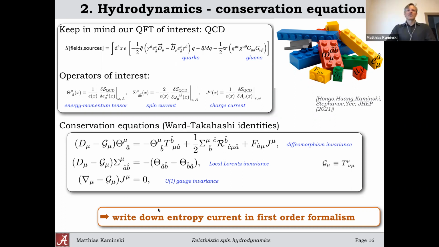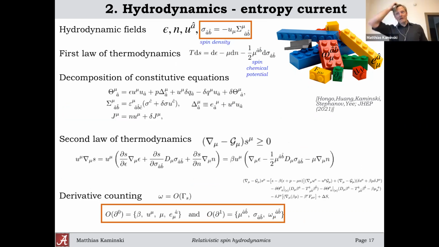Okay, so now the goal would be to write down the entropy current in first order formalism for a theory like this. We have QCD in the back of our minds, but this whole formalism is not necessarily restricted to QCD. There's a lot of technology on this, and I will not go through it. The idea here was to show you something that you're familiar with, but to see it in first order formalism. So let me only point out the highlights.